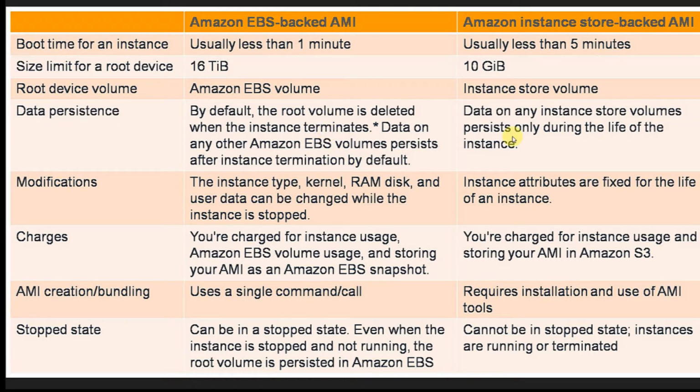The data on instance store volumes persists only during the lifetime of the instance. So if you stop your instance, it's as good as losing all this data. This data is not persisted. For an EBS-backed AMI instance, you can change the instance type, the kernel, RAM, and user data. We'll talk about user data later. You can change all this while the instance is stopped, and then you can restart the instance. For the instance store-backed one, all these attributes are fixed for the life of the instance. For EBS AMIs, you're charged for instance usage time, the EBS volume storage, and your storing of the AMI as an EBS snapshot.